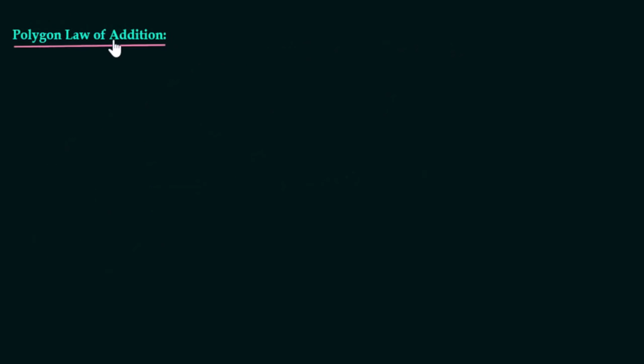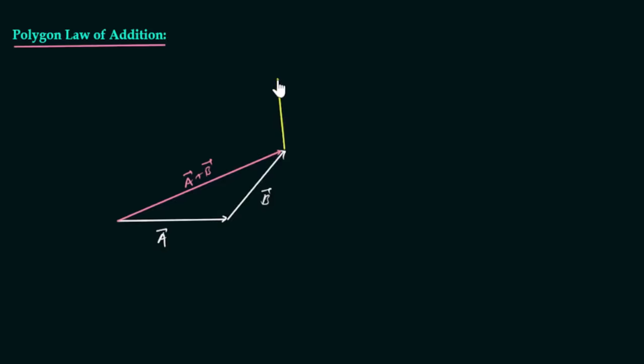So now, what is the polygon law of addition? We had two vectors A and B. So this is A, this is B. If I connect the tail of the first vector to the head of the other vector, this will be A plus B. Now if I have a third vector C, suppose it points in this direction, this is your vector C. The tail of this resultant A plus B will be connected to the head of this vector C. So this will be A plus B plus C.